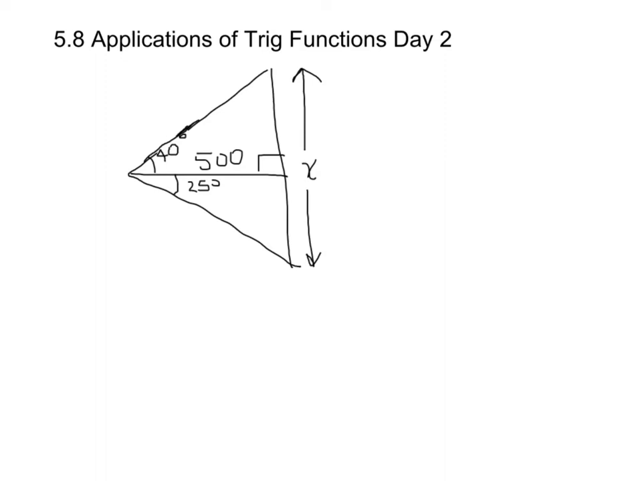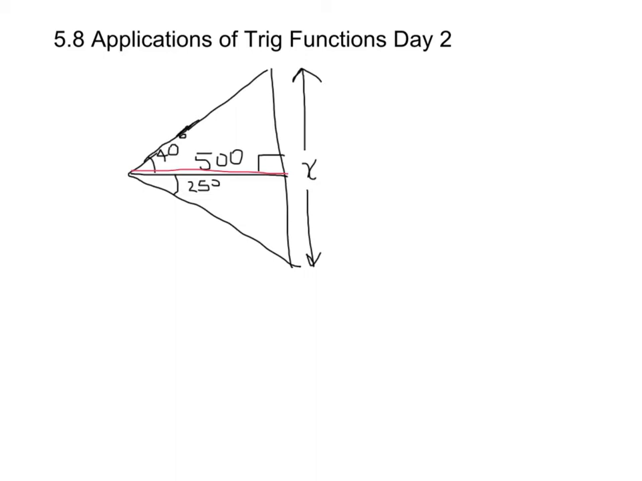Today we're just going to apply what we've learned about solving right triangles. This time we are going to encounter two right triangles together, and we're just going to find whatever missing side they request. If you notice, we have two right triangles that are sharing a side, which is 500 units long. And they want us to find the value of x.